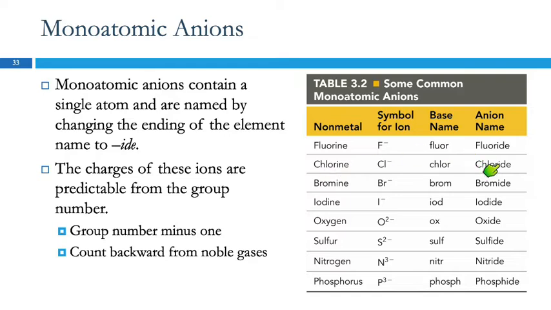Chlorine becomes chloride. Bromine becomes bromide. The charges, we already learned, are the group number minus 1, or count backwards from the noble gases. Any questions?